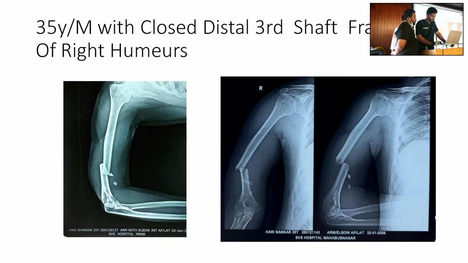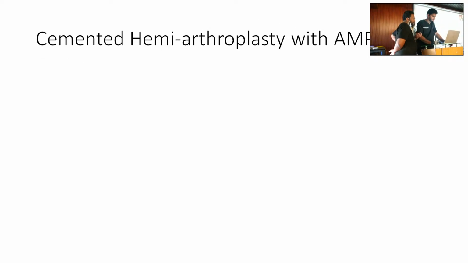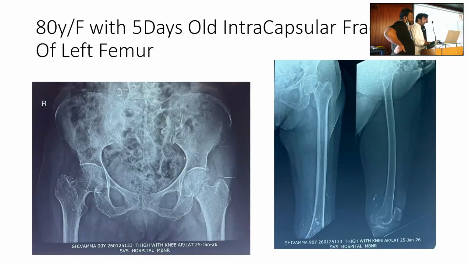35-year-old male with closed distal third shaft fracture. First X-ray, AP X-ray, right? Now this. So what is this? Sir, subcapital type intracapsular fracture.